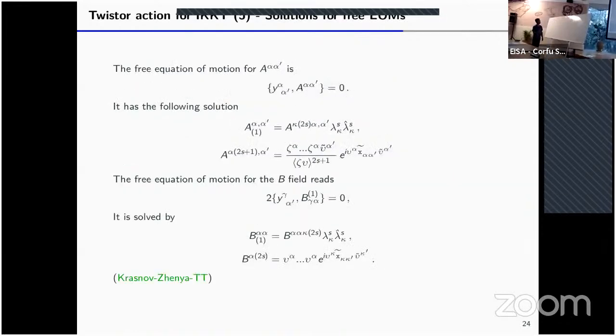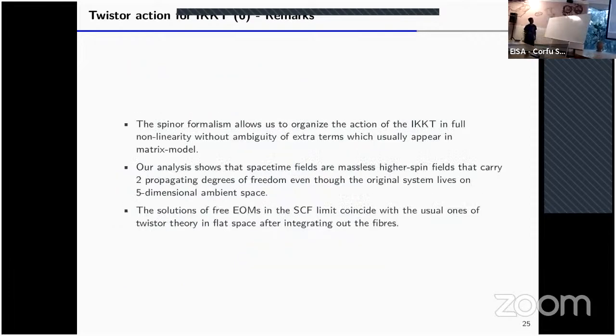So now let's try to study the equation of motion. The free equation of motion for the A field is the following. It has the following solution. What's surprising to us is the following. The tensorial coefficients A kappa 2s alpha and alpha prime have exactly the same solution as what we studied in this paper using the twistor-inspired method. And also the free equation for the B field has the same solution as what we studied here.